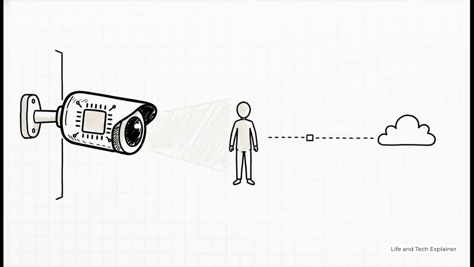Smart security cameras. If a camera relies totally on the cloud, it has to stream 24/7 high-definition video over your Wi-Fi to a distant server just to run an AI model that looks for intruders. I mean, that is wildly inefficient.